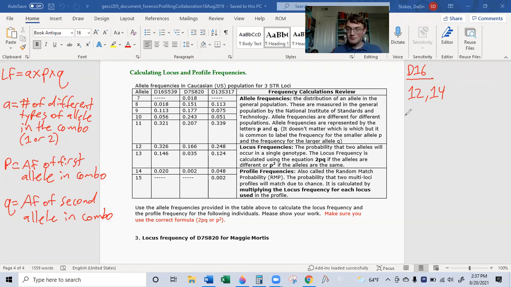So my formula is A times P times Q. A is the number of different types of allele in the combo. So how many different types do I have in the combo? Well, 12 is different from 14. So I've got two different numbers in the combo. So A is going to equal 2.